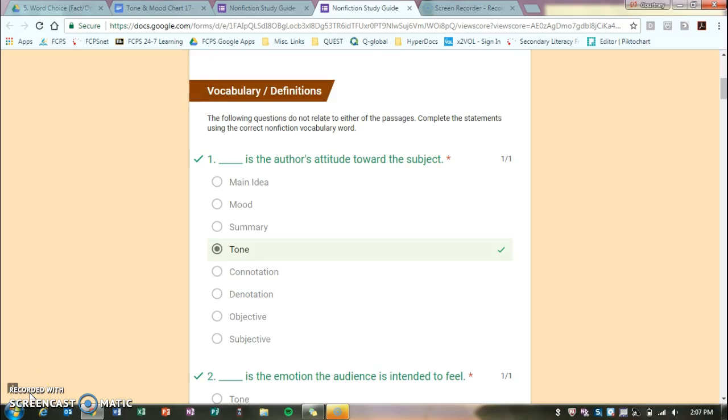Hi everyone, this is to go over the study guide for your nonfiction test. So section 1 was about vocabulary and definitions, and hopefully this was pretty simple for you.